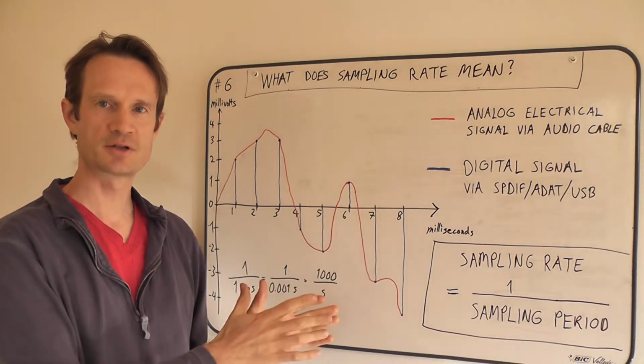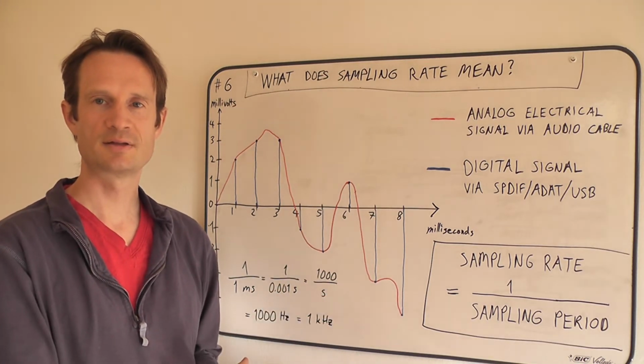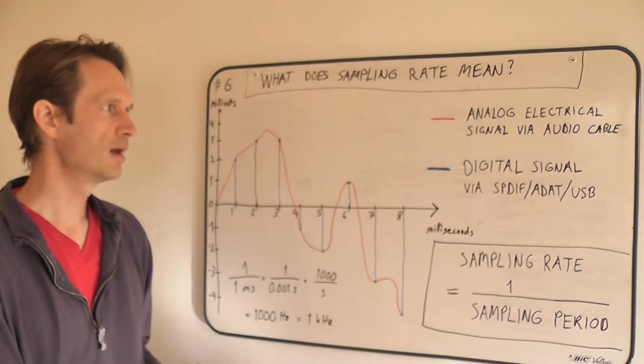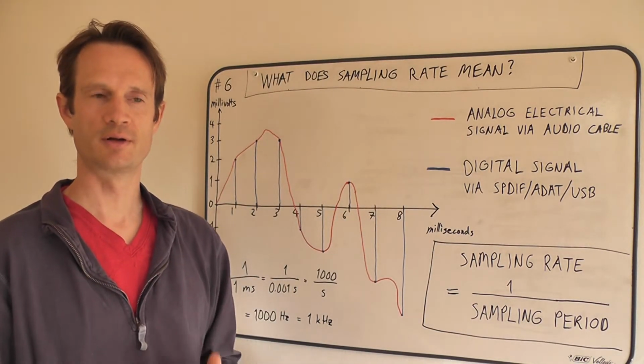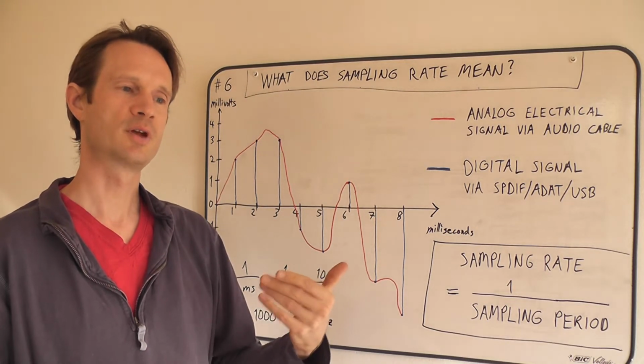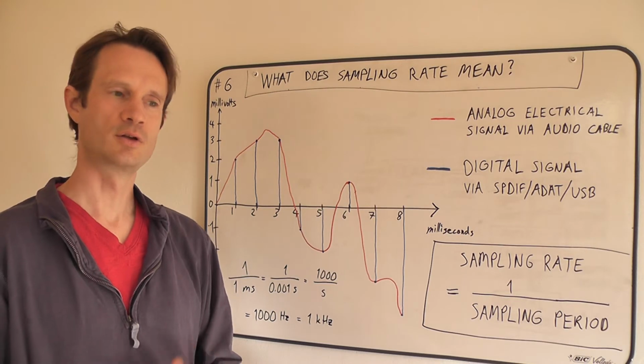So this gives you a picture, if you never knew what sampling rate meant, this gives you a picture of what it's about and what your analog to digital converters, or A to D converters, are doing when you're recording your music.